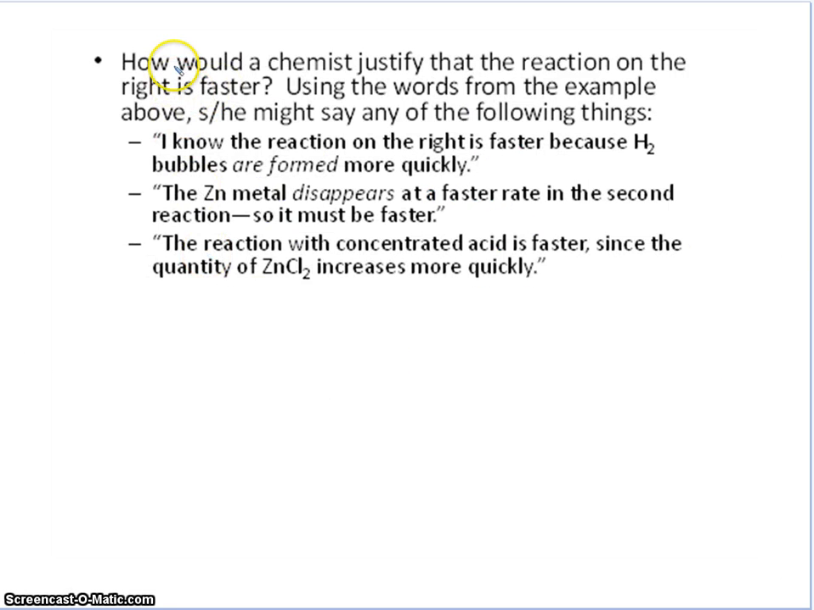Oh, we're not done. How would a chemist justify that the reaction on the right is faster? Using the words from the example above, you might say any one of the following things. I know the reaction on the right is faster because H2 bubbles are formed more quickly, right? That's the product. The zinc metal disappears at a faster rate. That's a reactant. It's disappearing.